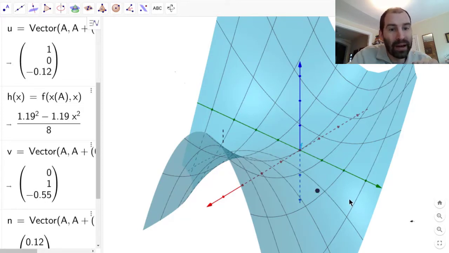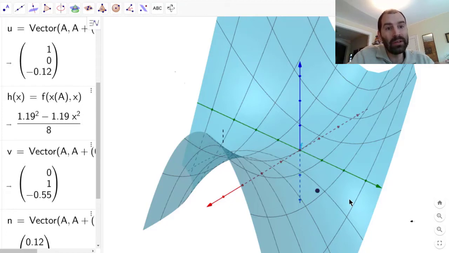Now, what do we need to find a plane? We need the normal vector. How do we find a normal vector? Well, if we can find two vectors that are tangent to this surface and take their cross product, that will give us a vector that is normal or perpendicular to the surface. So that's our goal here: find two vectors that are tangent.